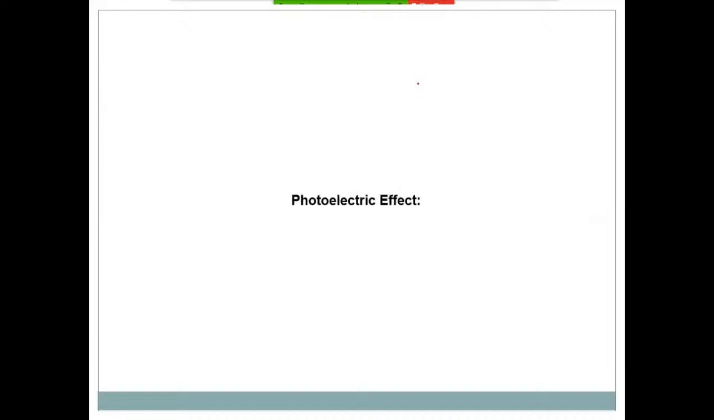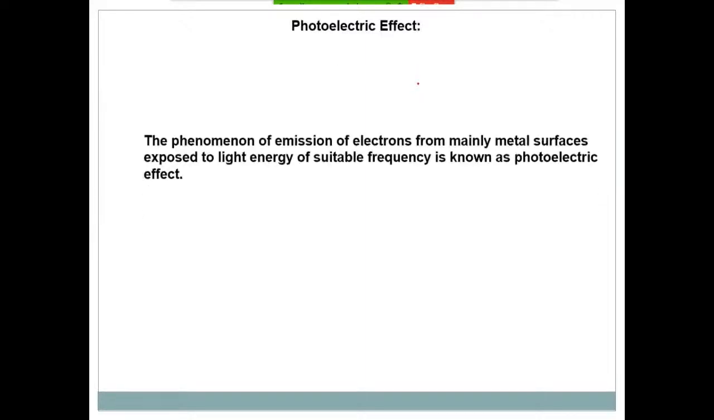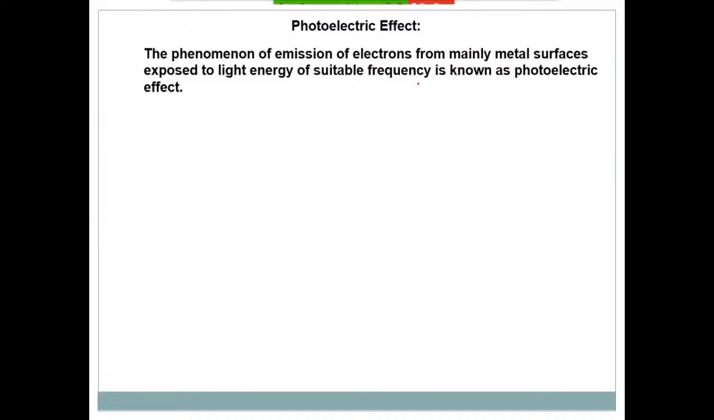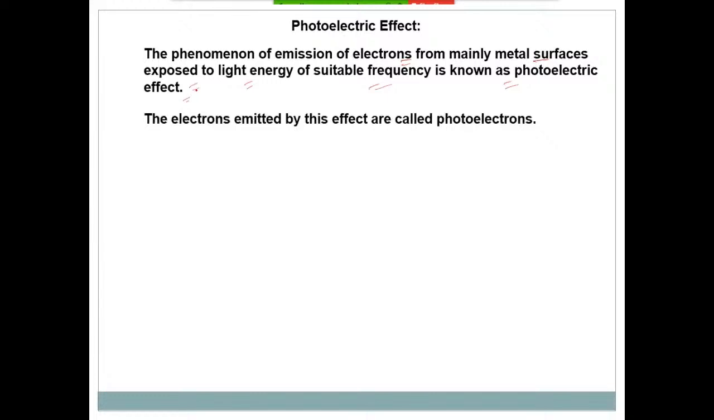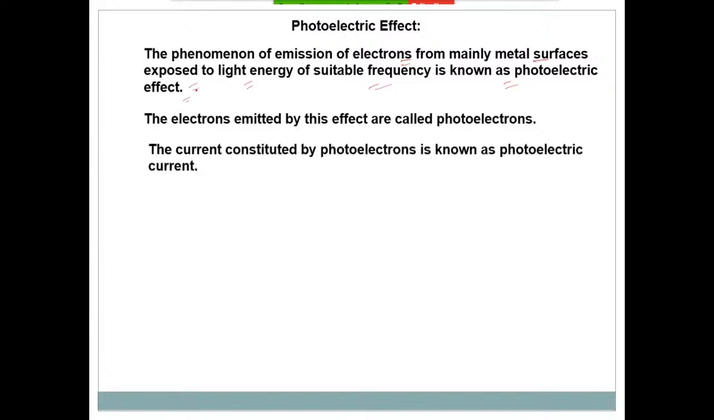Now we will move to the next topic, that is the photoelectric effect. According to the statement, the phenomenon of emission of electrons from mainly a metal surface exposed to light energy of suitable frequency is known as the photoelectric effect. The electrons emitted by this effect are called photoelectrons. The current constituted by photoelectrons is known as photoelectric current.